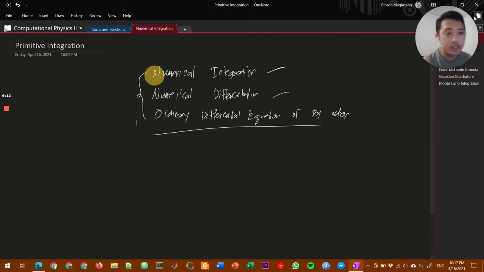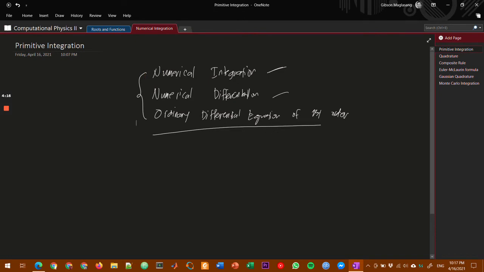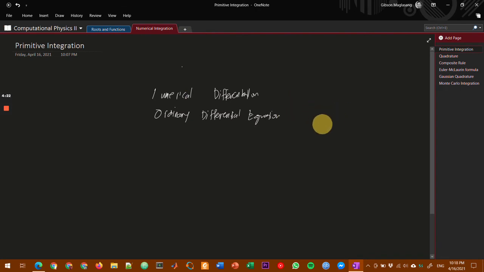Okay, so I'll just have to close this. Okay. So this will be our topic. The remaining three topics: numerical integration, differentiation, and ordinary differential equation. So for this topic, we'll dive into numerical integration. This is our topic for today. So under numerical integration, we'll be discussing the following sections.